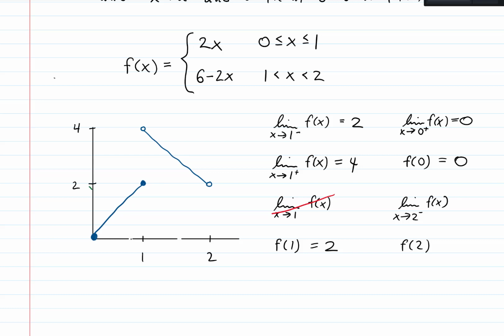All right, let's jump down. We're next at the limit of f of x as x approaches 2 from the left. So we're approaching 2 from the left. The function's going to be coming down here, and the values are approaching 2. And last question, what is f of 2?